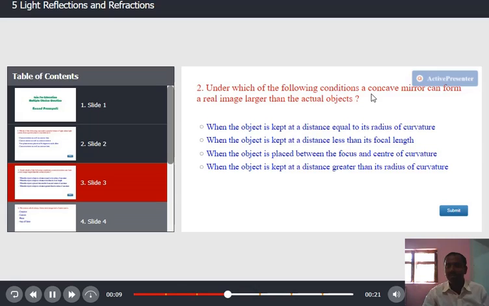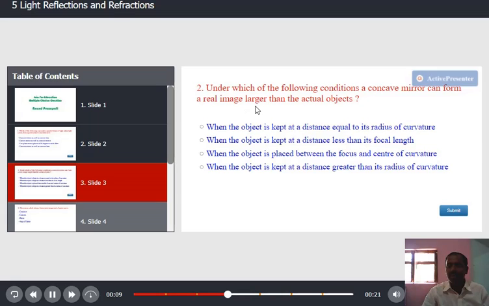First position at infinity, second position between infinity and C, where C is the center of curvature. Third position at the center, fourth position between C and F, where F is the main focus, and fifth position is between P and F, where P is the pole of the mirror. When we place the object between P and F, we get a larger image, but it is not real.